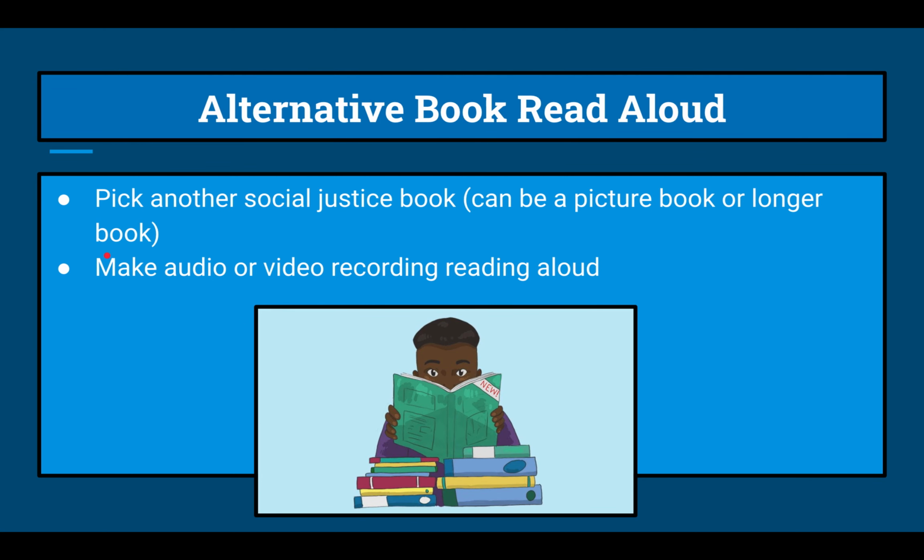The last choice that we gave you is an alternative book read aloud, and this would be picking another social justice book. It can be a picture book or a longer book, it doesn't really matter, but you're going to make an audio or a video recording of this reading. If it's a picture book, it would be important to show your audience what you're reading and go through each of those pages so you can explain your thinking and people can follow along. Just like Miss Anna did with March, I want you to do that.